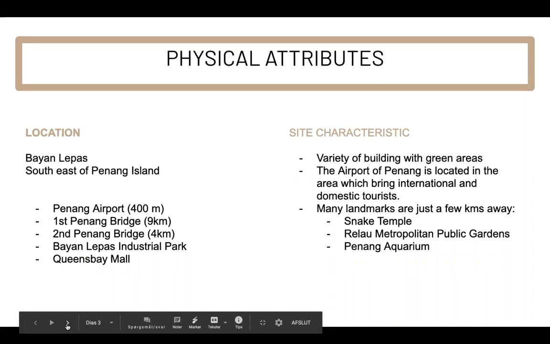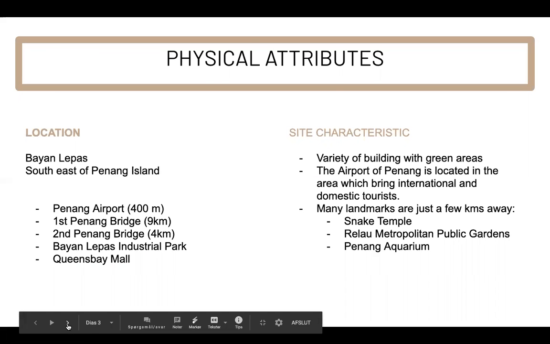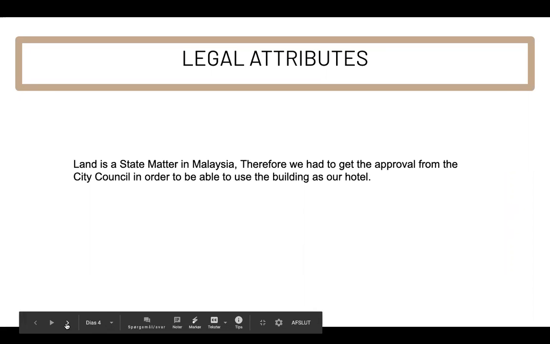For the physical attributes, the location of our hotel is Bayan Lepas, which is the southeast of Penang Island in Malaysia. And it's got various things located near it, like the Penang Airport, Penang Bridge, and the two bridges, and the industrial park and the mall. The airport of Penang is located in the area which brings international and domestic tourists, so it's very good for our hotel. And there are many landmarks located just within a few kilometres away from the hotel, such as the Snake Temple, the public gardens and the aquarium. So they're like the tourist areas there.